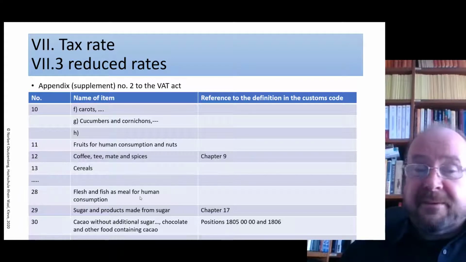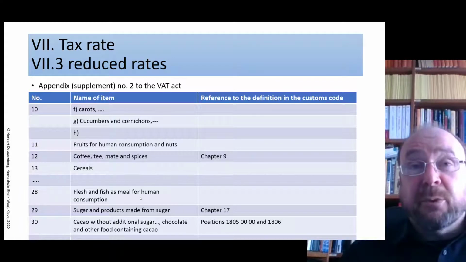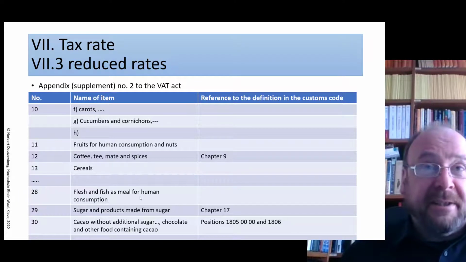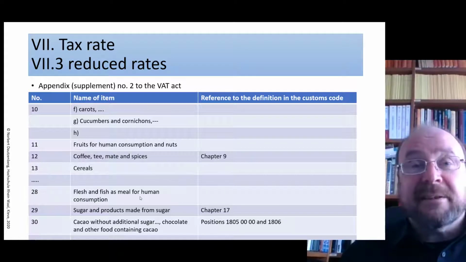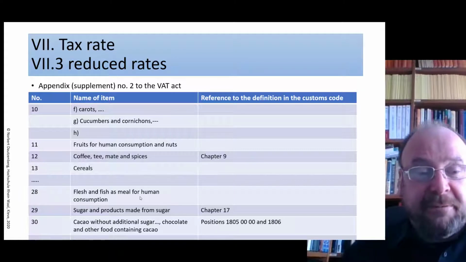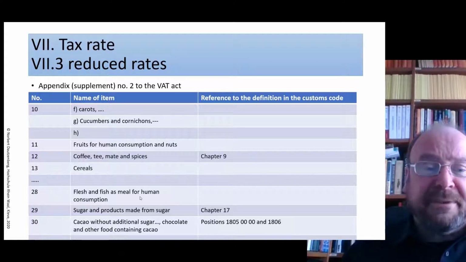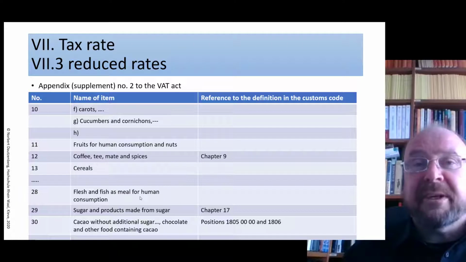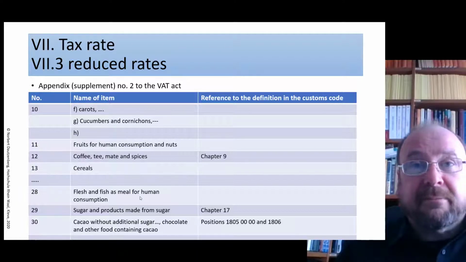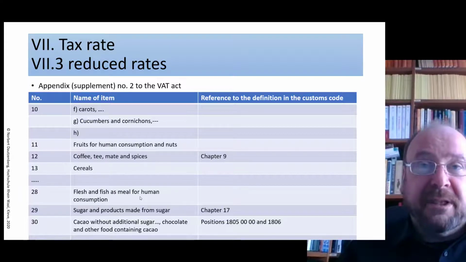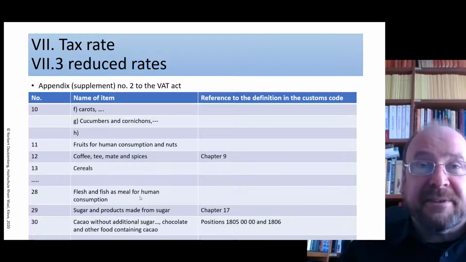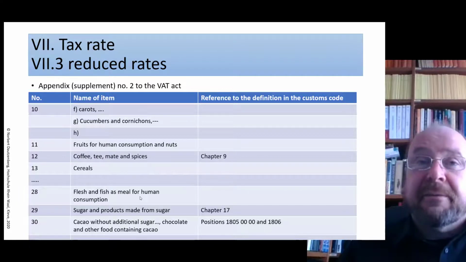cucumbers and cornichons, 7%. Fruits fit for human consumption, and nuts. So if you ever have the idea, if you read that list, you go nuts, then you go 7%. Coffee, tea, mate, and spices. Coffee and tea are only 7% if it's coffee powder or if it's tea in powder form or not prepared for immediate consumption. So not the hot drink is 7%, that's 19%.